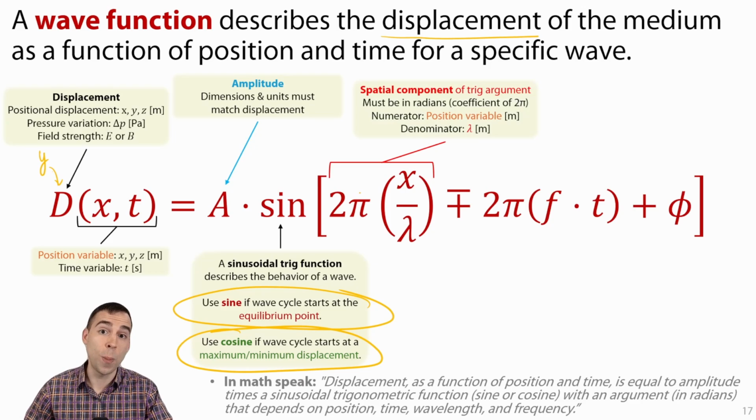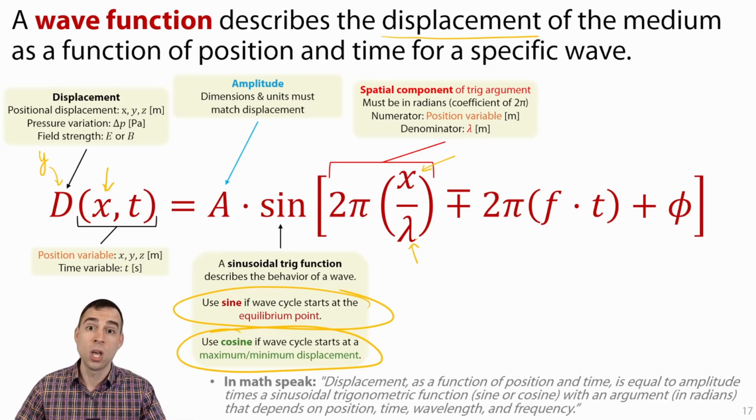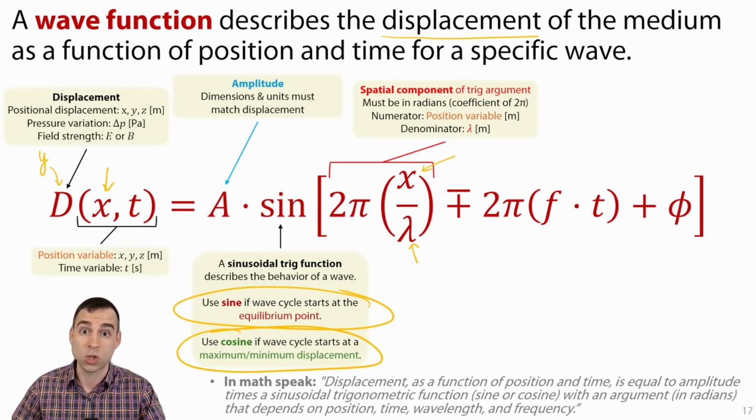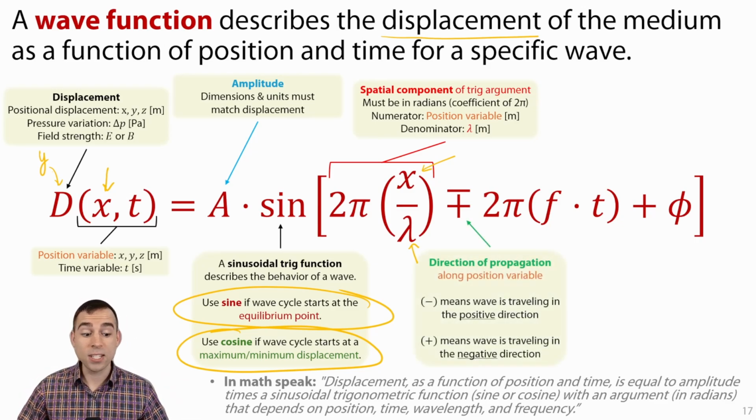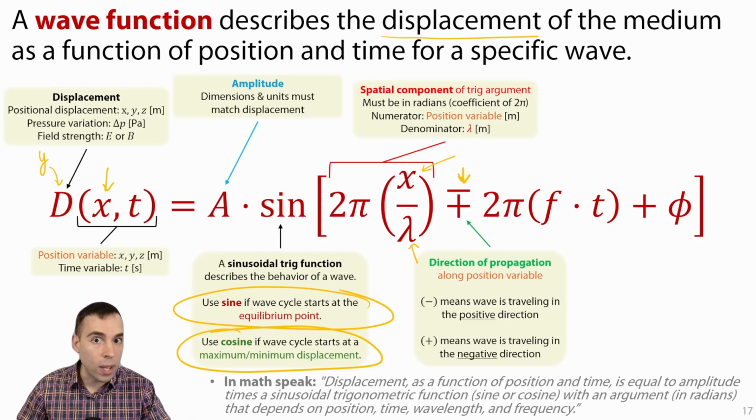Here we have a 2 pi multiplied by x over lambda. This is called the spatial component of the wave. It's the part of the wave that depends on position. And this numerator variable will always match the variable in the function definition, and this denominator variable in the fraction will always be the wavelength of the wave measured in meters. Then that is followed by a minus plus sign. And so whatever this sign is here in the trig argument will define the direction that the wave travels.